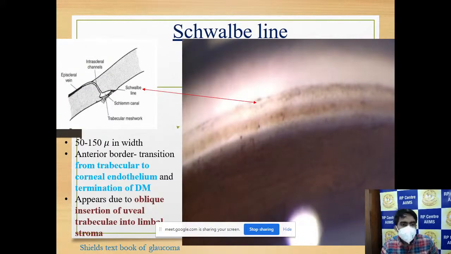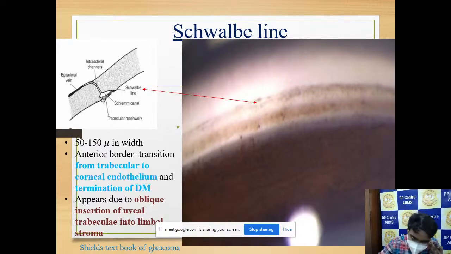Coming to Schwalbe's line, it is 50 to 150 microns in width, which is actually formed by the oblique insertion of the uveal trabeculae, which are uveoscleral meshwork endothelial cells, which get obliquely inserted and form Schwalbe's line.